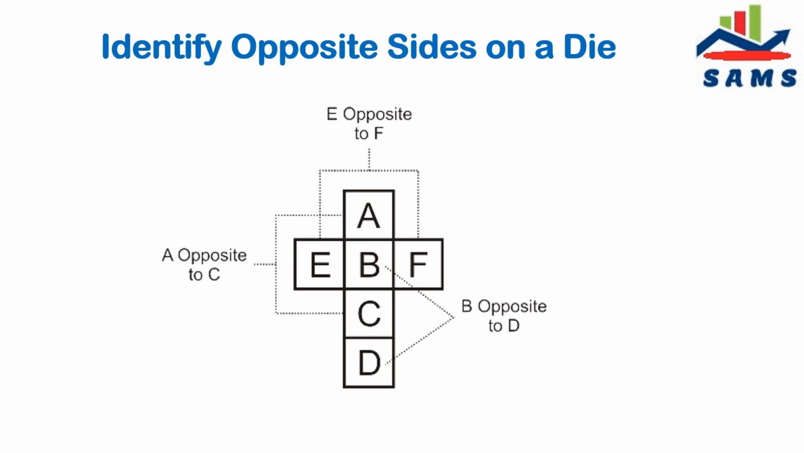So the identification of opposite sides of a die is very easy if you understand this pattern here. E and F: skip out B from the center. A and C: again we are skipping out B from the center. And for B, the partner or the opposite side would be D, because here we are skipping out C. So you just skip one side and you come to the opposite side of the die. That is how you identify the opposite sides of a die.